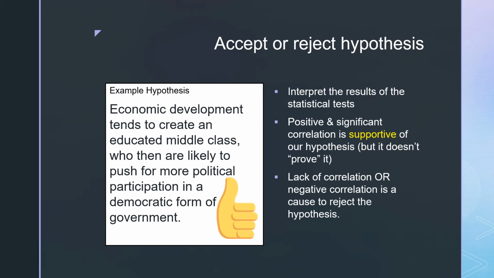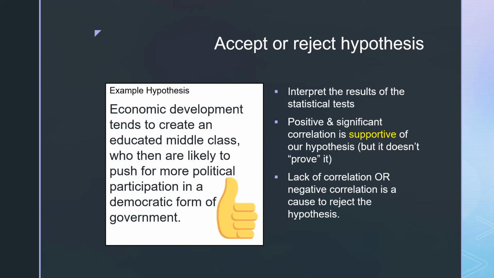Science can never actually prove anything. Rather, what we can say is that we have evidence that supports it, or that we have evidence that shows that the negative hypothesis is probably not true. In fact, there's actually a case in the world that we'll learn more about later on in this course that actually contradicts Seymour Martin Lipset's findings.